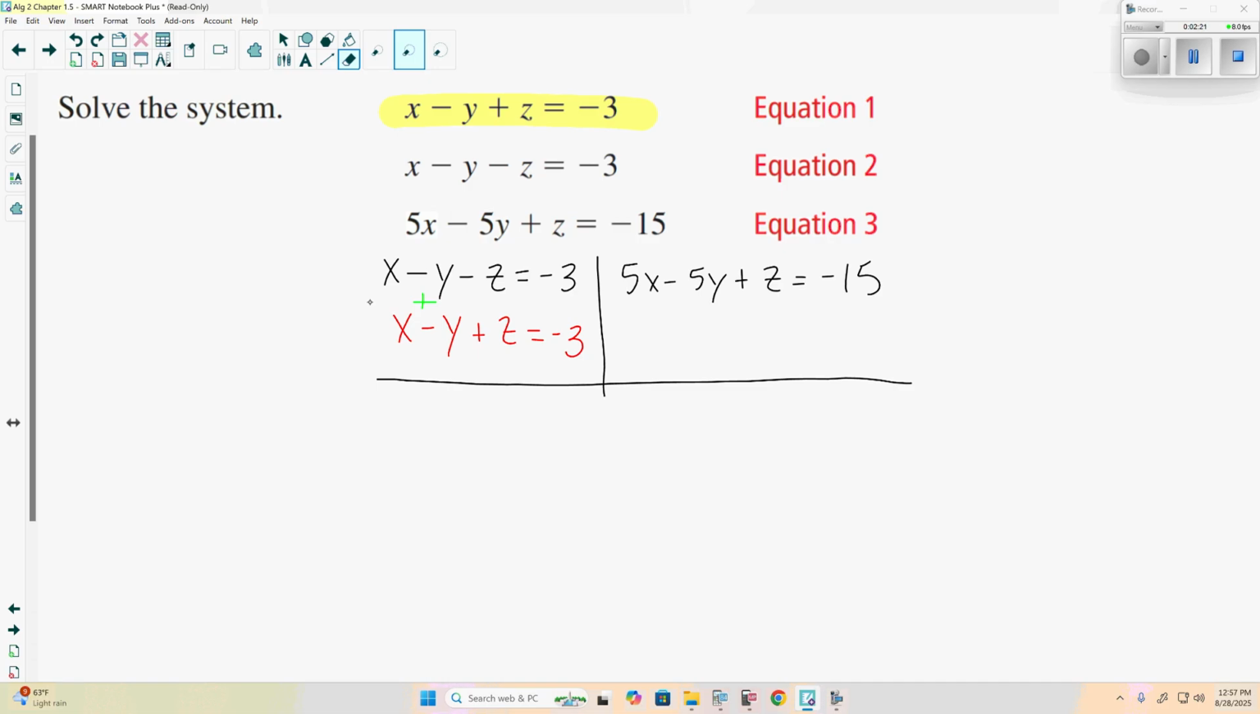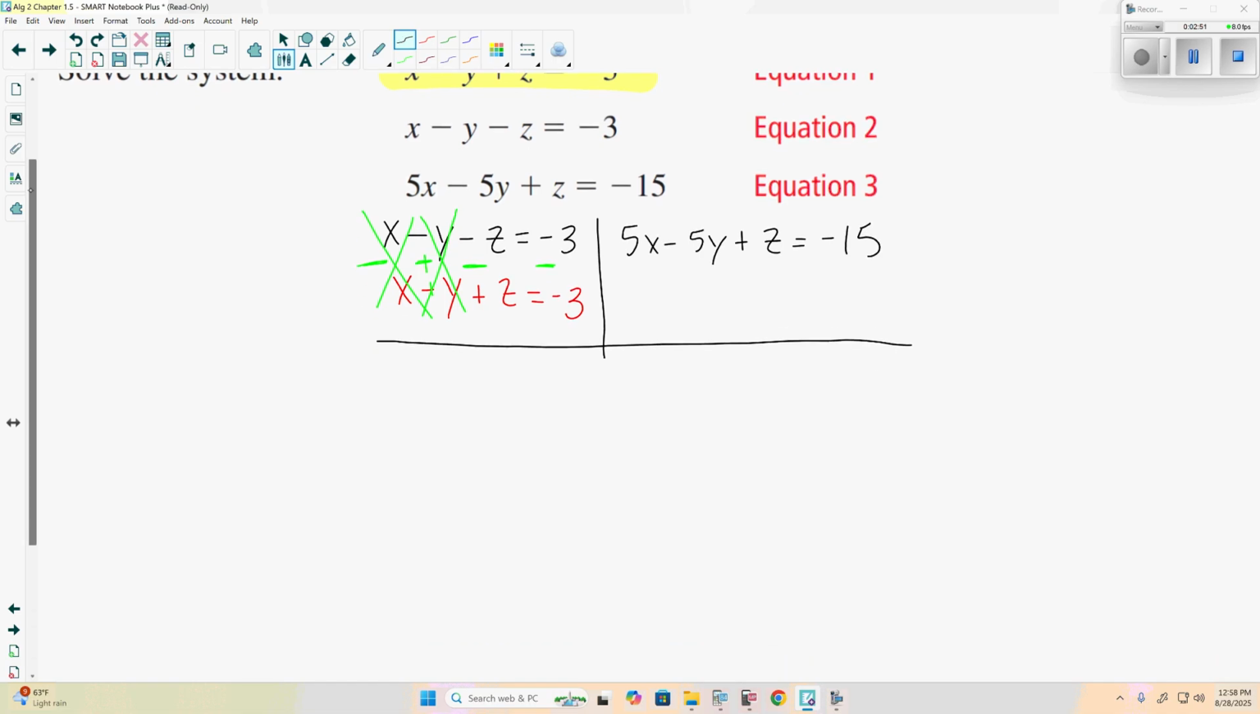We're going to have to subtract. Because negative y minus negative y, negative 1 minus negative 1, well, the negatives make a positive, and negative y plus y is indeed 0. So we're going to have to subtract all the way through. X minus x is indeed 0.